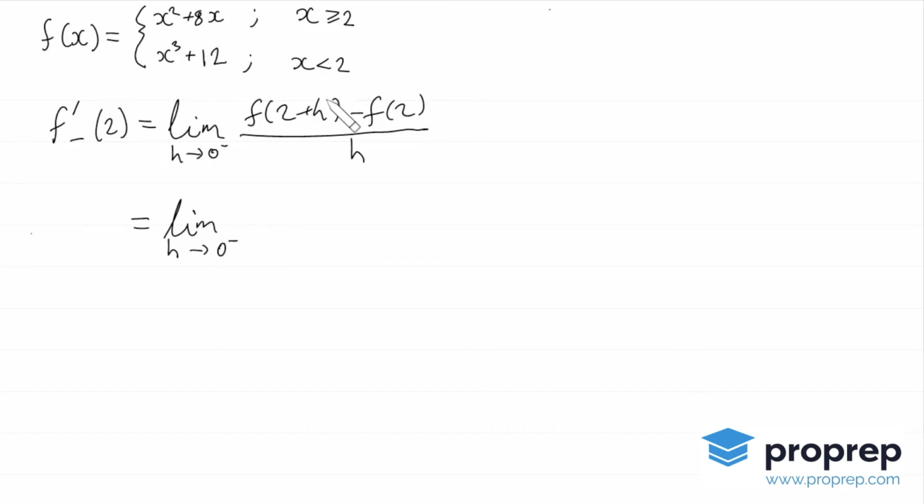In fact, it's not, it's the bottom one, because h is slightly negative, so 2 plus h is slightly below 2, so we're going to use this definition. Which means that what we have is 2 plus h to the power of 3 plus 12. This is the f of 2 plus h. F of 2, just like before, we computed as 20, so it remains 20. And all this is over h.